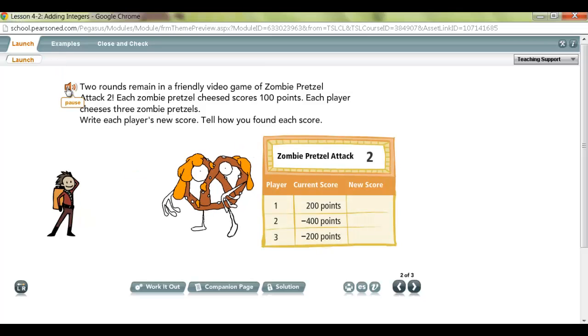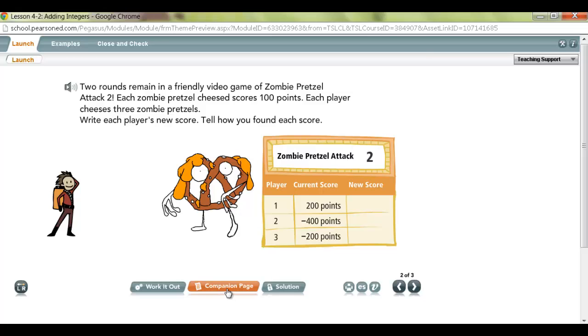Two rounds remain in a friendly video game of Zombie Pretzel Attack 2. Each zombie pretzel cheesed scores 100 points. Each player cheeses 3 zombie pretzels. Write each player's new score. Tell how you found each score.